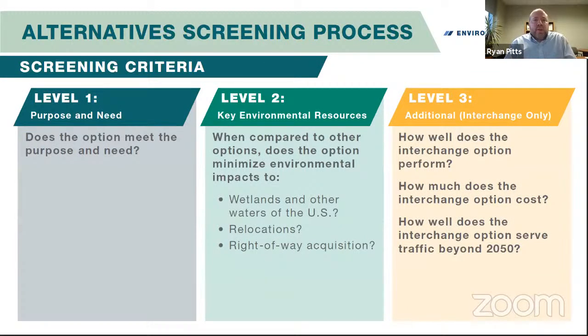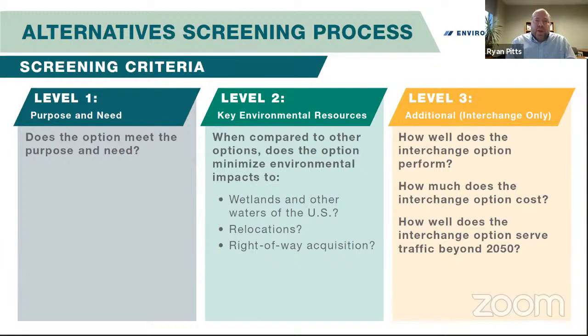So with options for an interchange and options for the corridor, we then narrowed down the options through a screening process. The first level of screening was identified as level one, and this screening was to determine if the options met the purpose and need of the study.